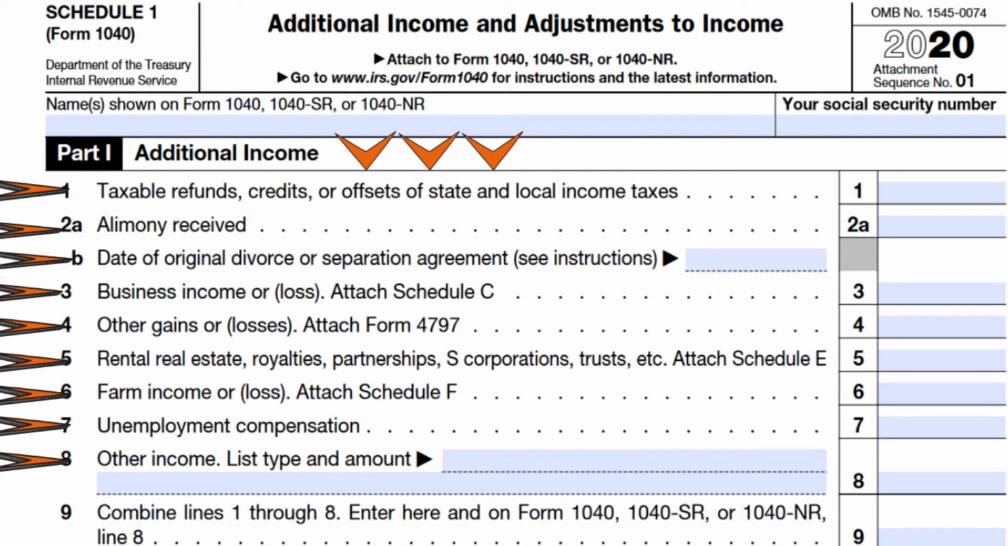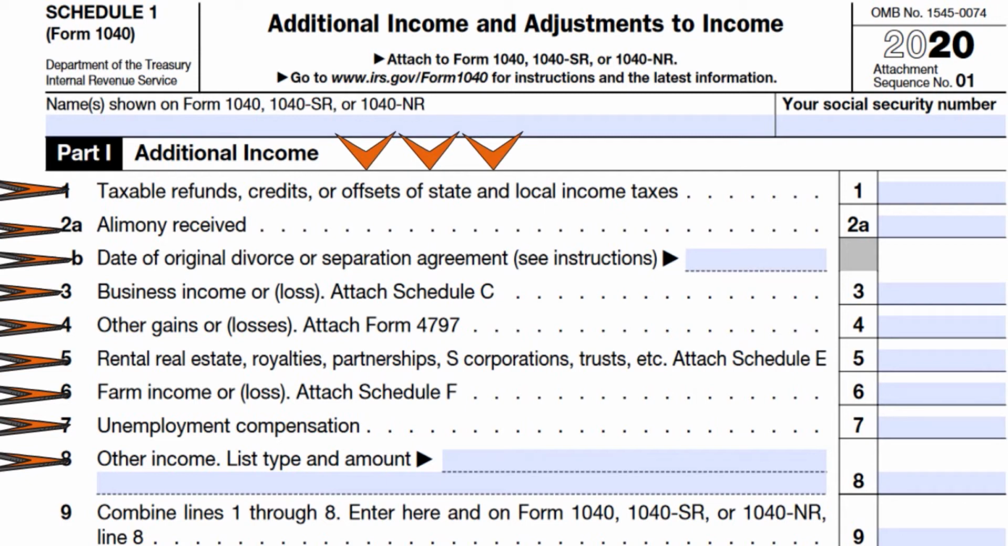Examples may include gambling winnings, prizes, awards, or jury duty pay. Okay, and if you are an Alaskan, you can actually report your Alaska Permanent Fund dividends. Please don't report any self-employment income on this line.